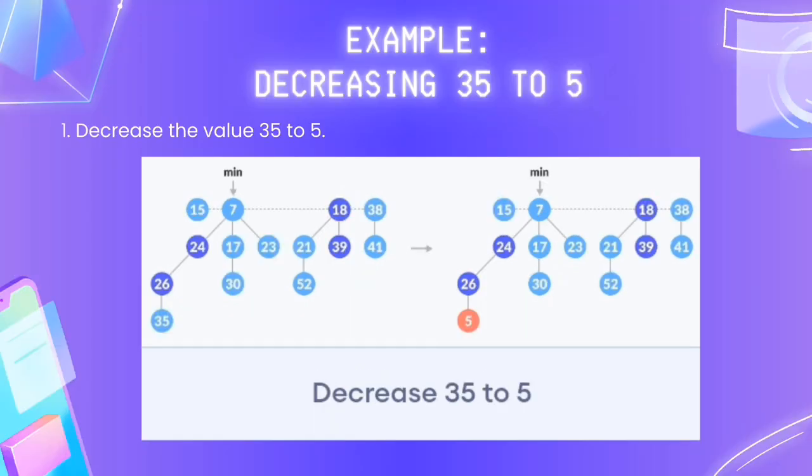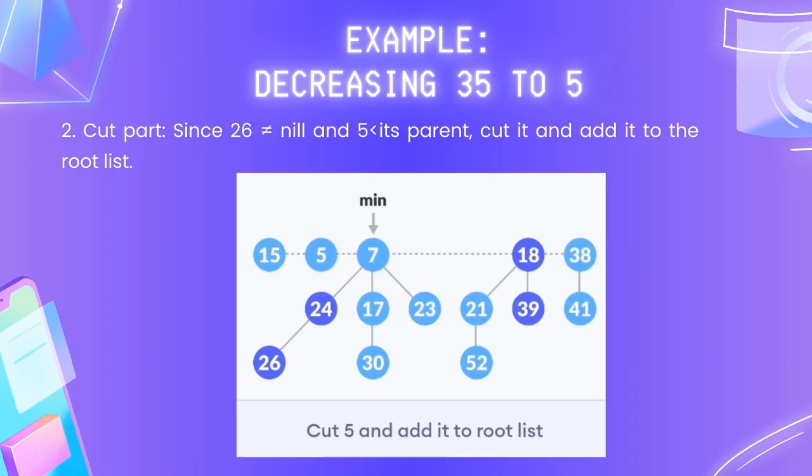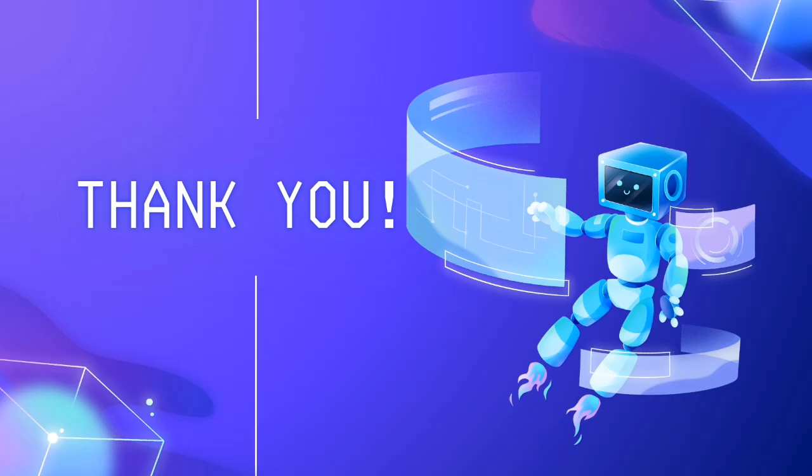So, next example naman is decreasing the number 35 to 5. So, same sa procedure doon. Yung 35, babaan natin siya ng value into 5. Then, yung 5, imamark natin siya ng red. Then, dahil naging 5 na ang value ng 35, naging maliit na siya, i-add natin siya sa root list. Since the 26 is not null, then the 5 is parent, then i-cut natin and add ito sa root list.